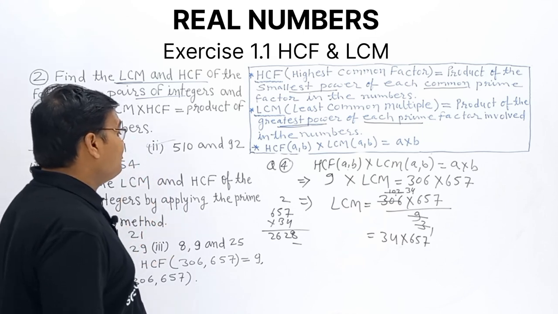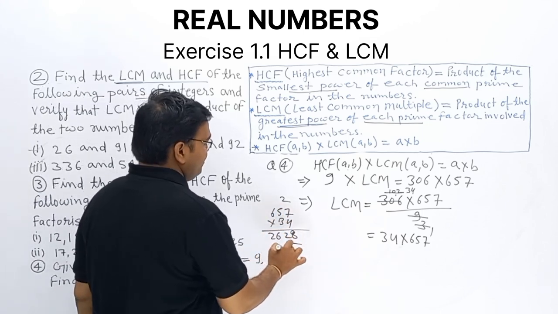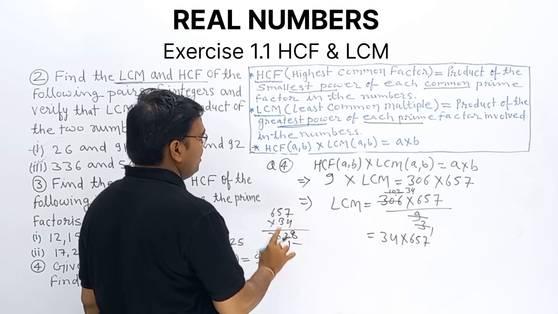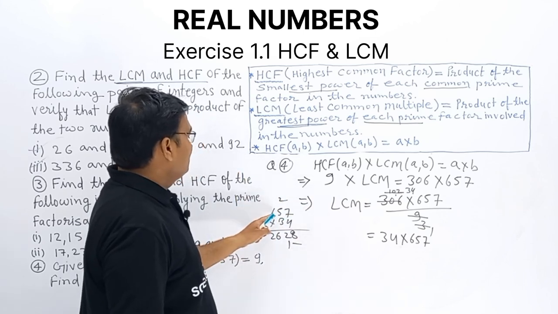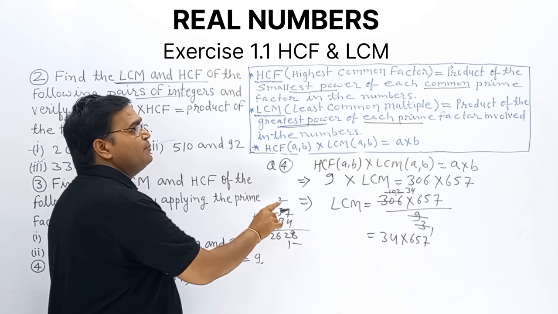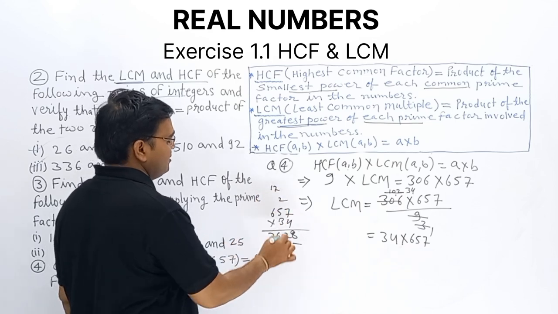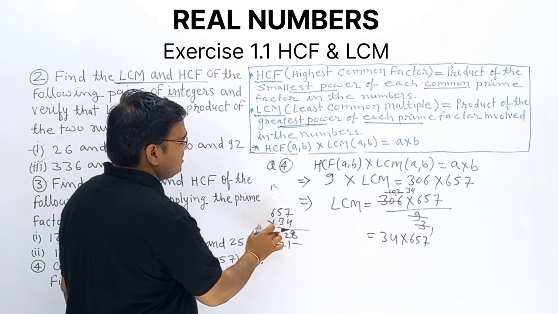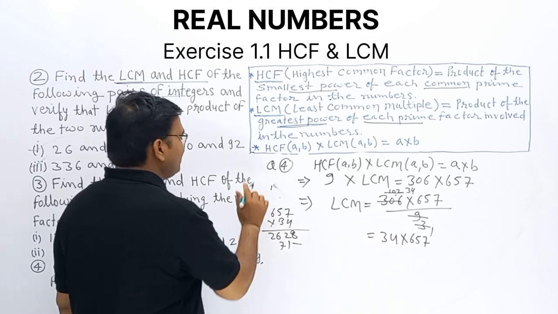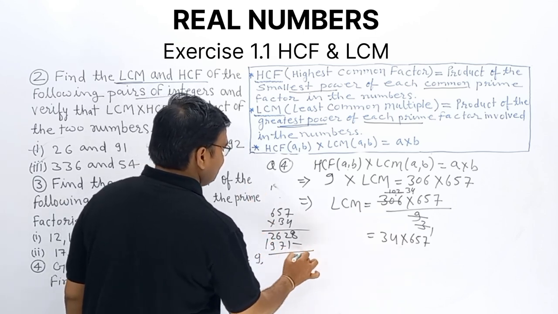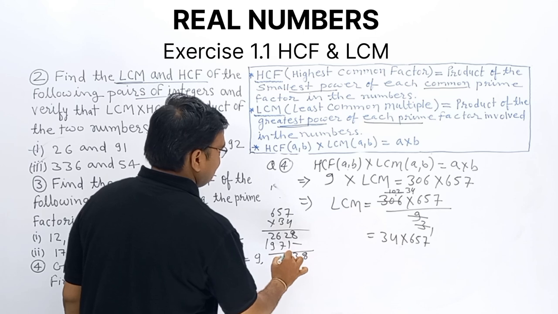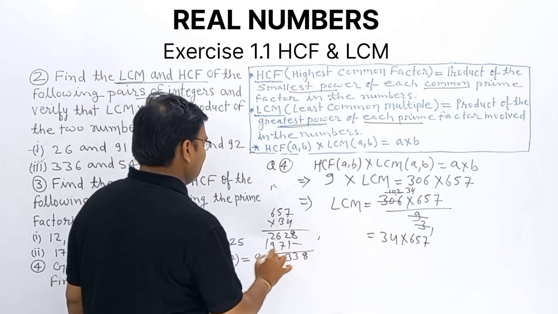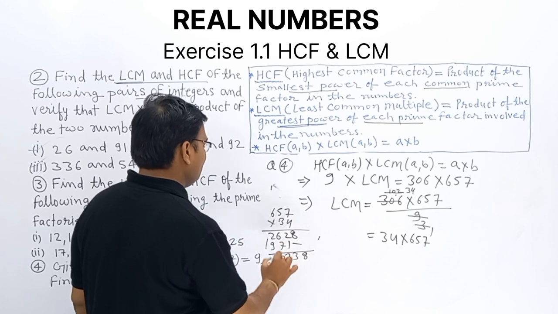Now the next one. 7 threes are 21, 2 is remaining. 5 threes are 15, 15 plus 2 is 17. 7 will be there, 1 is remaining. 6 threes are 18, 18 plus 1 is 19. 8 threes are... 6, 6, 12 plus 1 is 13, 1, 9 plus 1 is 10, 12, 1 2.